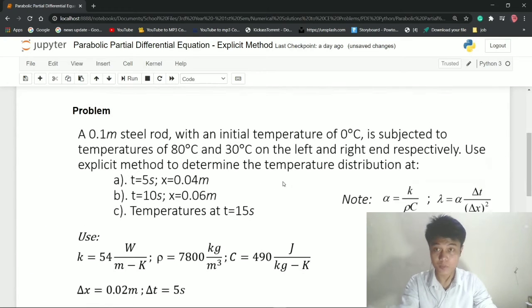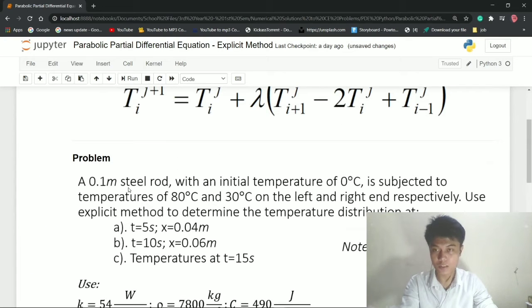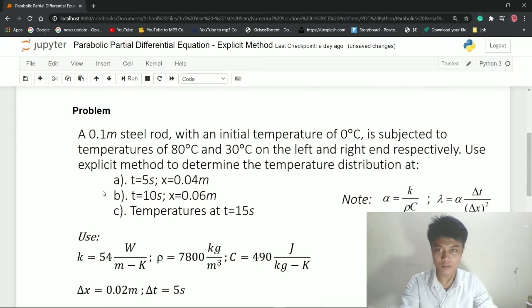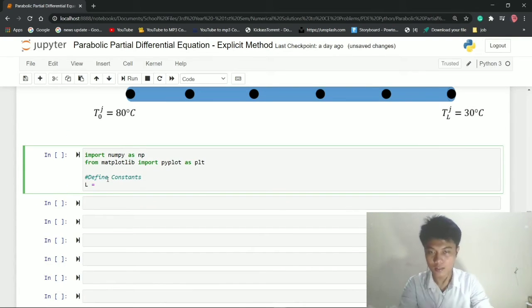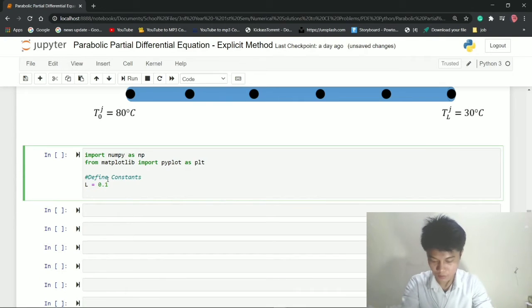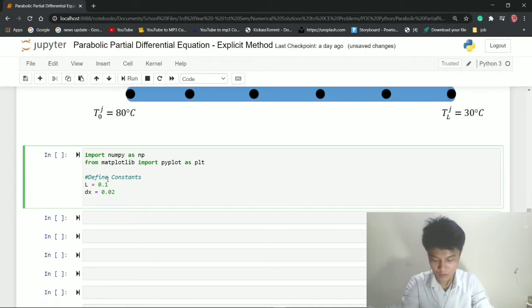So, problem na ito, 0.1 meter yung length ng steel rod natin. So, lagay natin dito lahat ng constants natin. So, L is equal to 0.1 meters. Next, we have our dx. Yung change of x natin, 0.02 meters. Yung distance ng each node from each other. So, and we have our nx, our distance step.